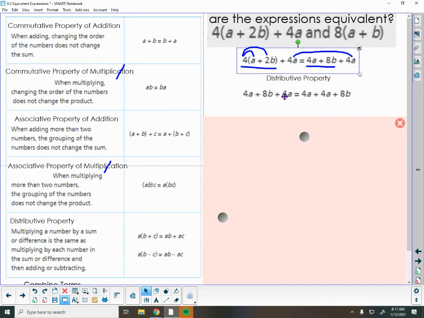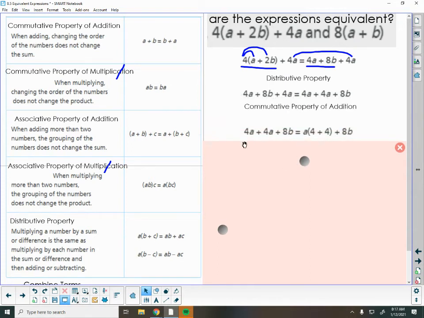4 A's, 4 A's. So they just change these orders. Then they use the commutative property. So now we have 4 A's plus 4 A's plus 8 B's. Now it looks like we have some parentheses. So we didn't just move parentheses, we gained parentheses.